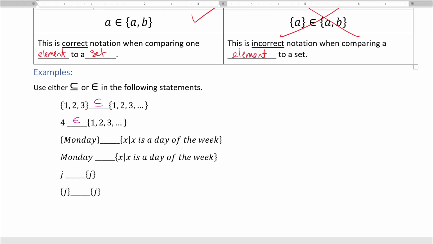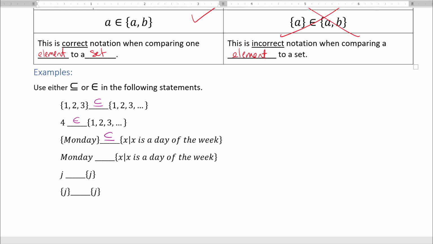Next, we have the set of Monday. Is that a subset or an element of the set of all X, such that X is a day of the week? Well, Monday surely is a day of the week. Because it has braces, we're talking about a set compared with another set. So because they're two sets being compared, we're talking subset notation, not element of notation.